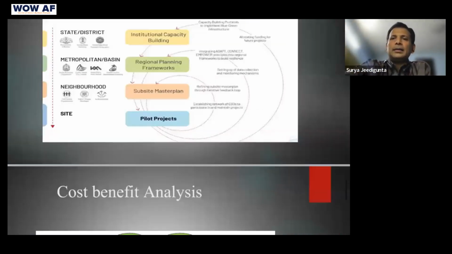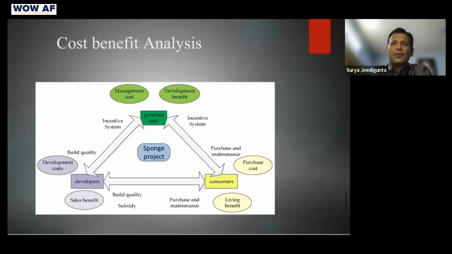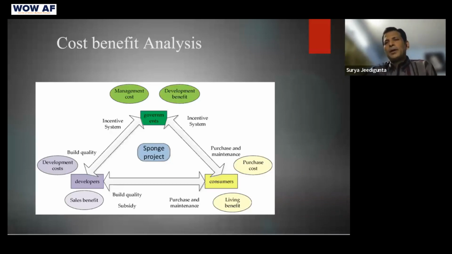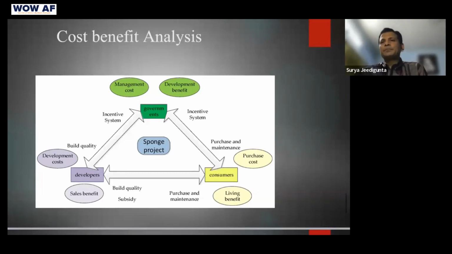Now, I think this is the cost benefit analysis. One big challenge is the funding part, right? Everybody says all these concepts are good, but how about the funding, the money? Where will you get the money from?